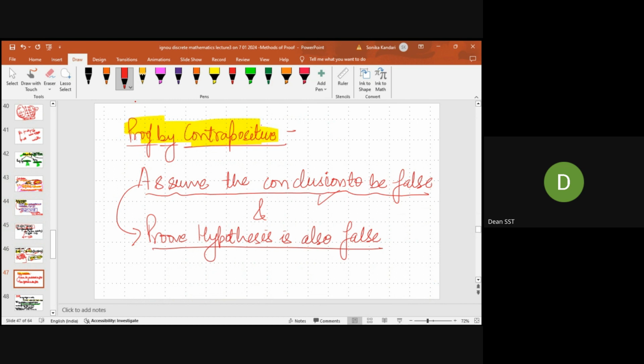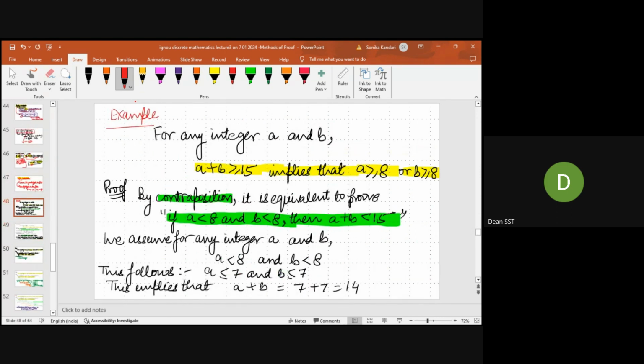Assume the conclusion to be false. Prove the hypothesis is also false. Like P implies Q is equivalent to not Q implies not P. Fine. Clear? Now we will work.